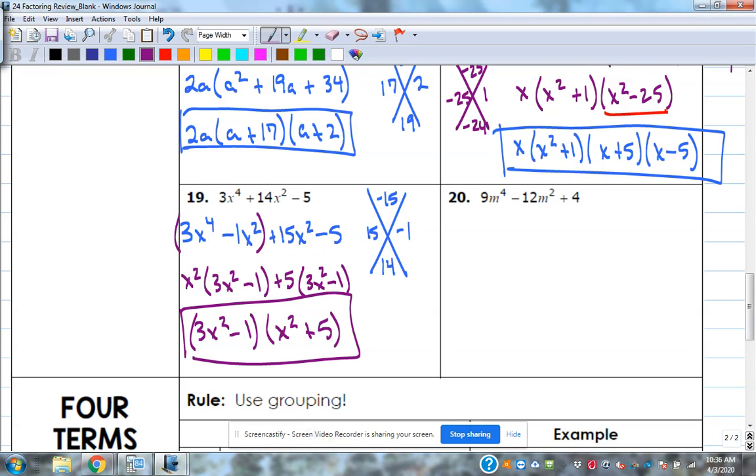Let's look at number 20, another trinomial that we could do. No GCF between 9, 12, and 4. So 9 times 4 is 36. And it's going to add to be negative 12. So it'll be negative 6 and negative 6. And again, I'm going to go through the grouping step here.